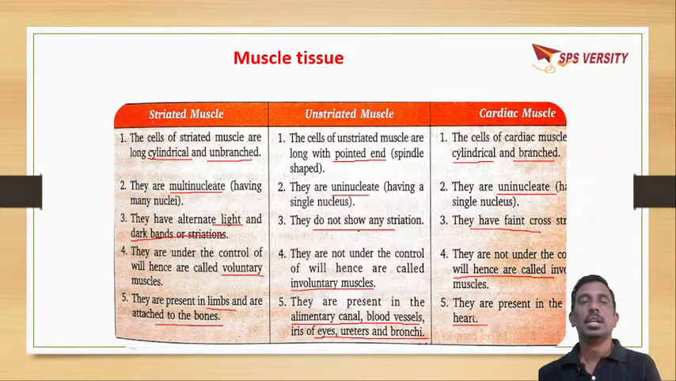So these are the different types of muscles. There are 3 types of muscles: striated, smooth, and cardiac.